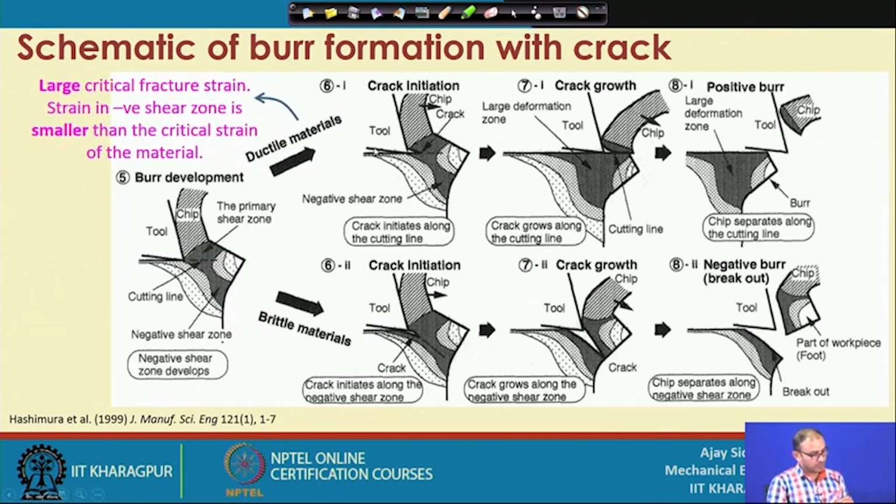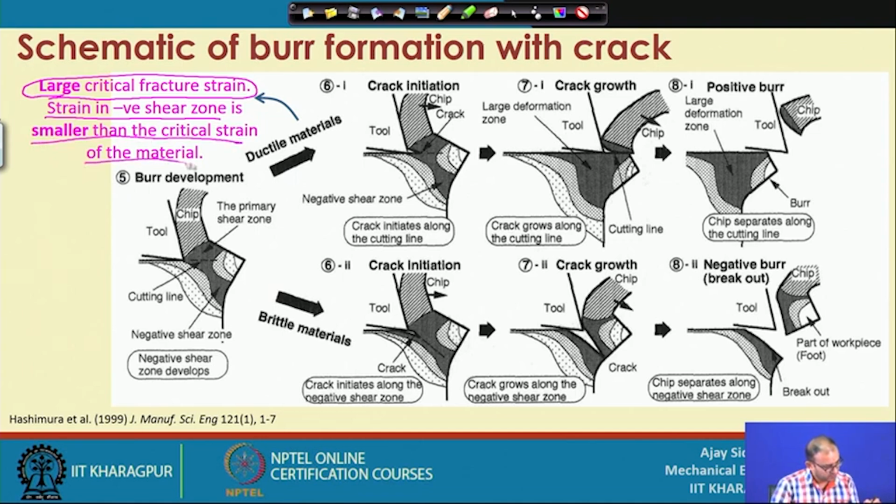Right. So what is happening in the ductile material? Because ductile material has a large critical fracture strain, it does not fracture very easily, and the strain in the negative shear zone is smaller than the critical strain of the material. So, whatever this shear zone is, because it is extended on the edge of the workpiece, the strain in the negative shear zone is smaller than the critical strain of the material. So the material will not actually separate out very easily compared to the brittle material.